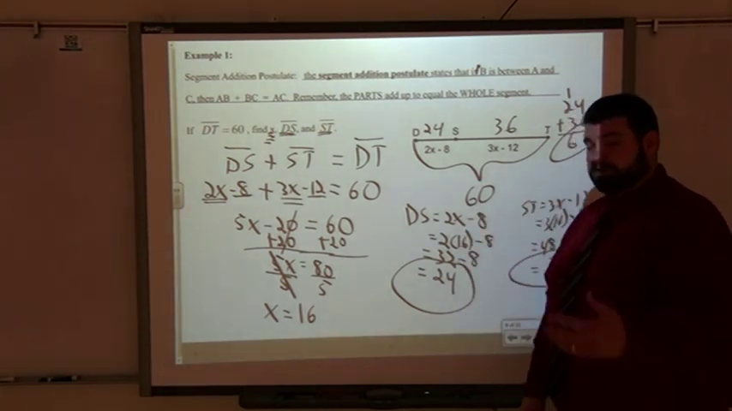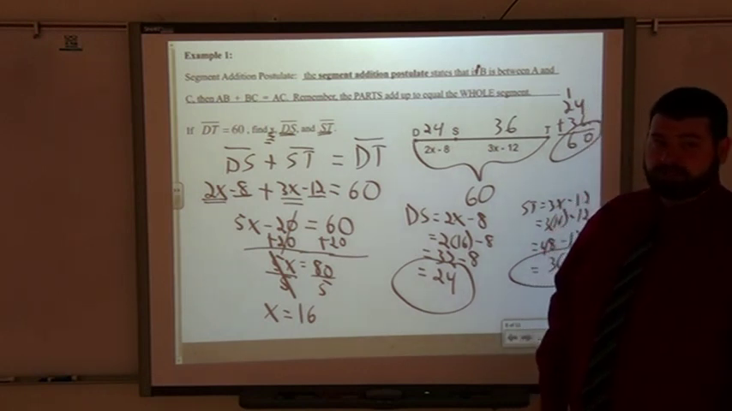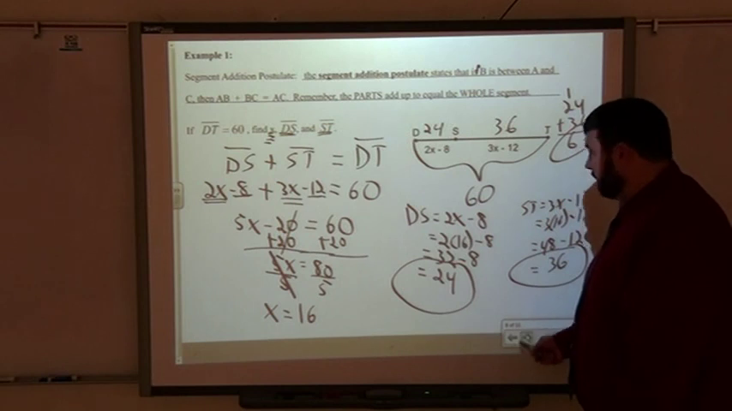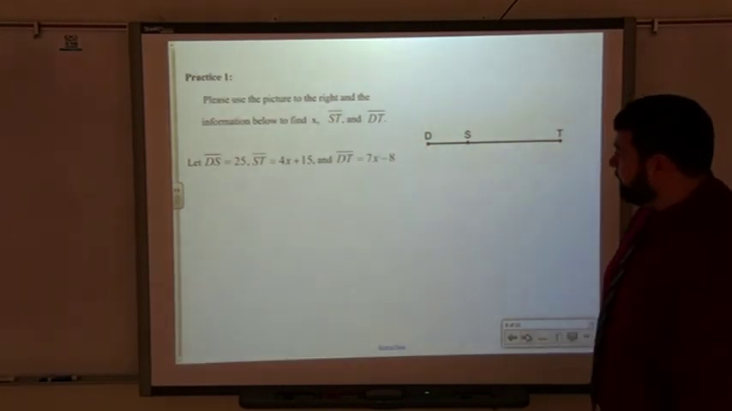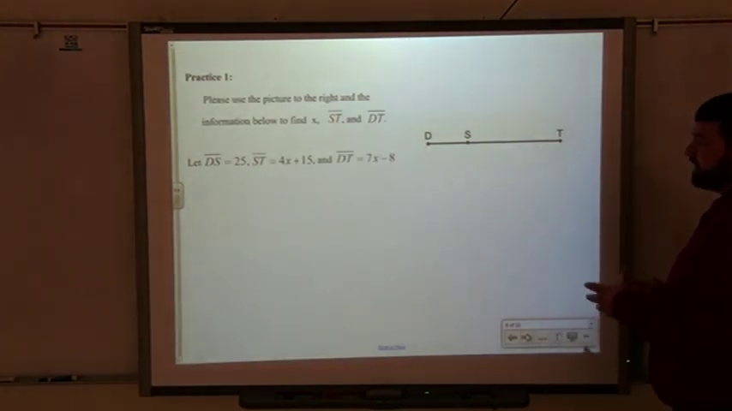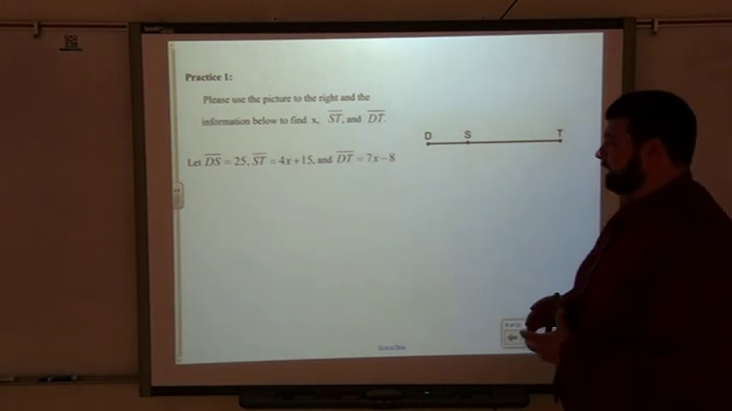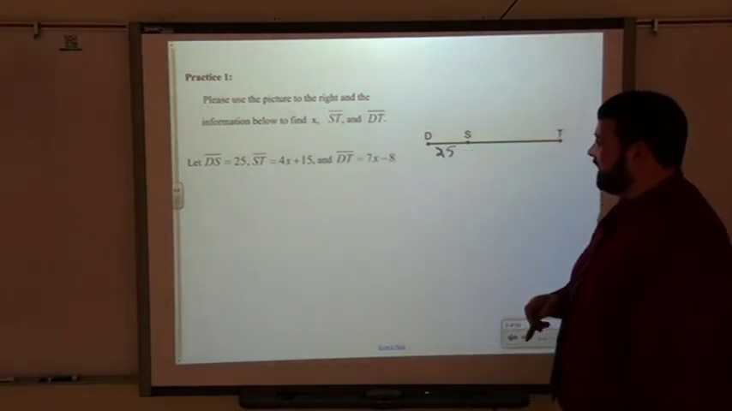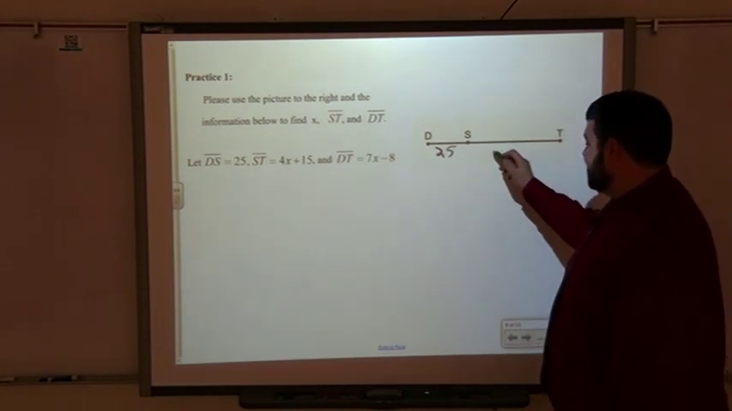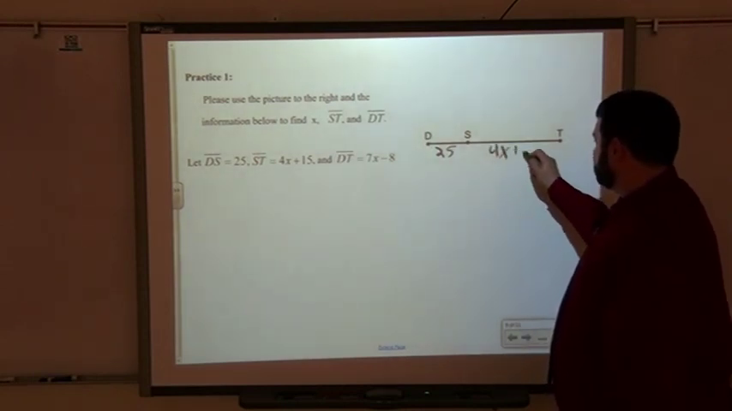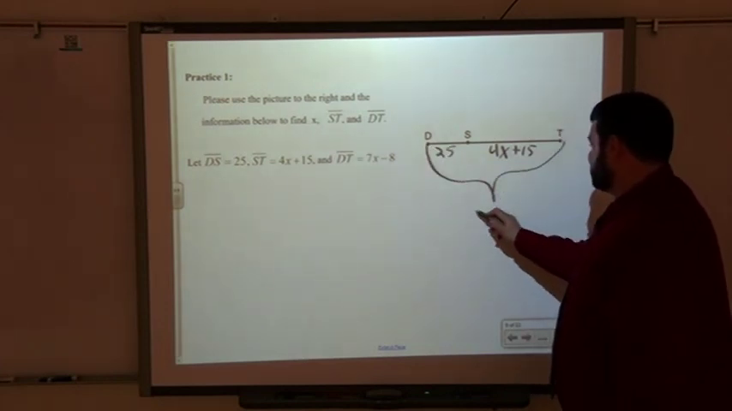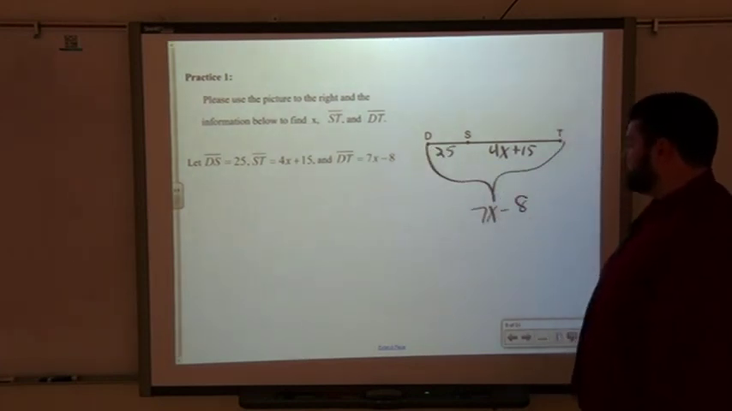Okay? Your fourth secret phrase, Jane. So, I believe this one's your practice problem. Now, pay attention that we give you something a little bit differently here. This time I'm giving you that DS is 25, ST is 4x plus 15, and DT is 7x minus 8.